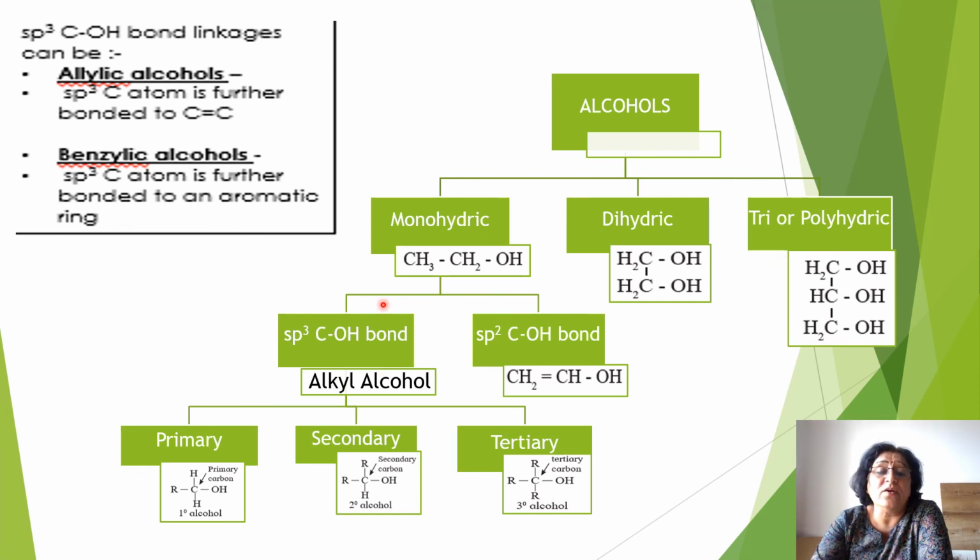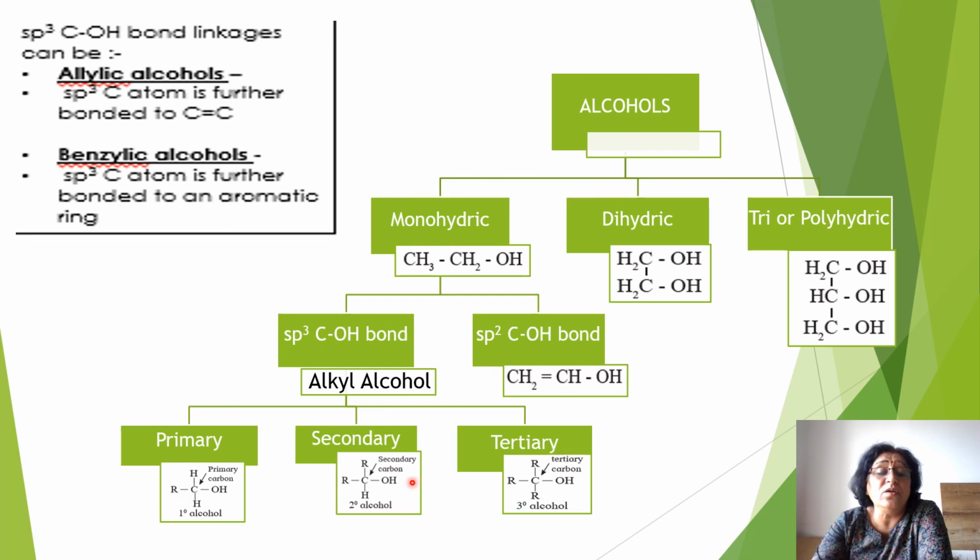Then monohydric alcohol can be further classified, based on the hybridization of the carbon to which OH is attached, into sp3 C-OH and sp2 C-OH bond. So if it is an sp3 C-OH bond, the types are alkyl alcohol. Alkyl alcohol can be further classified into primary, secondary and tertiary alcohols. In primary alcohols, the OH is attached to a primary carbon, the carbon to which one alkyl chain is attached.